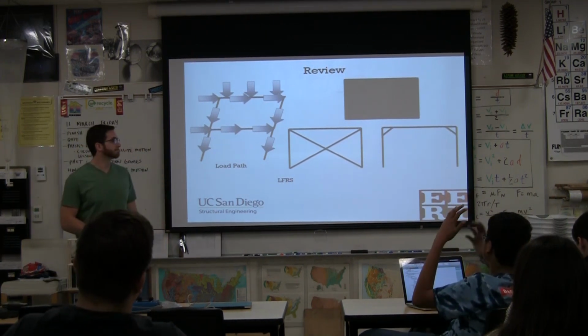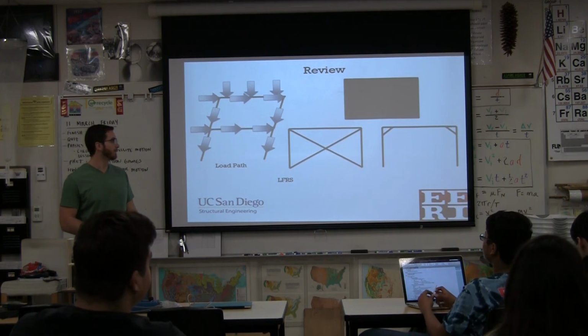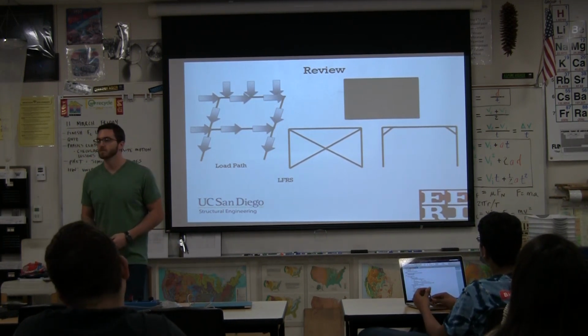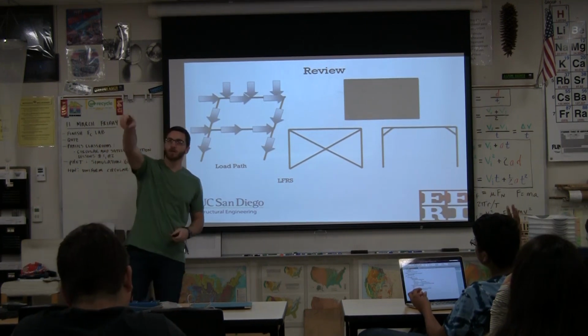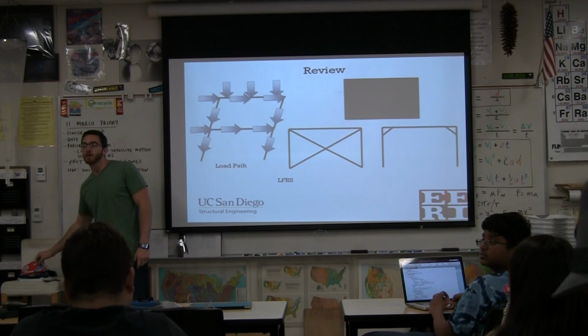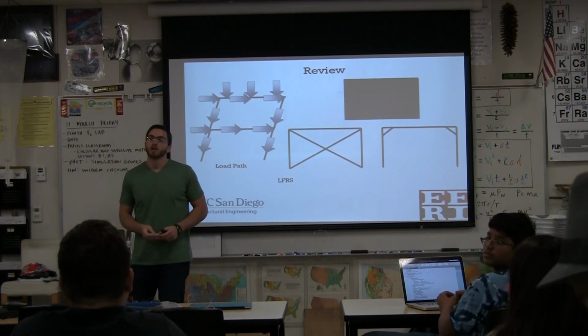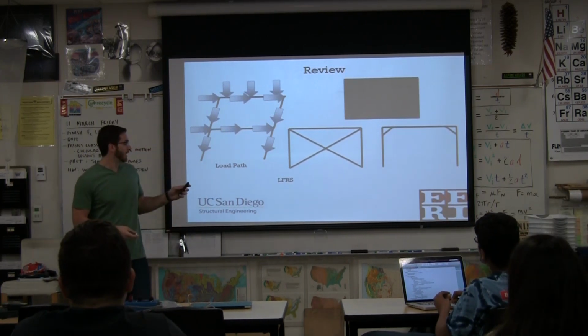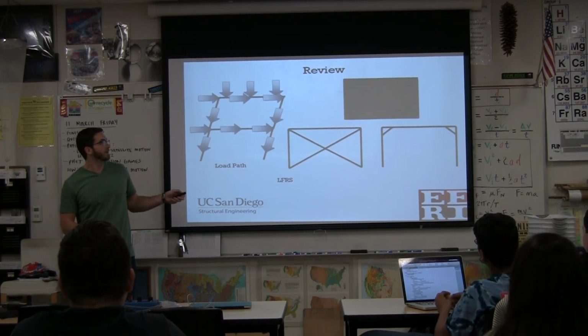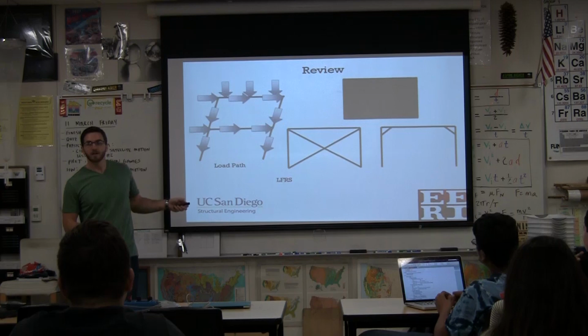Okay. What are these three types? In the gray shirt, what's your name? Brian. There's brace frame, moment frame, and shear wall. Okay. And which one's this? Brace frame. Good. A moment frame, and a shear wall.